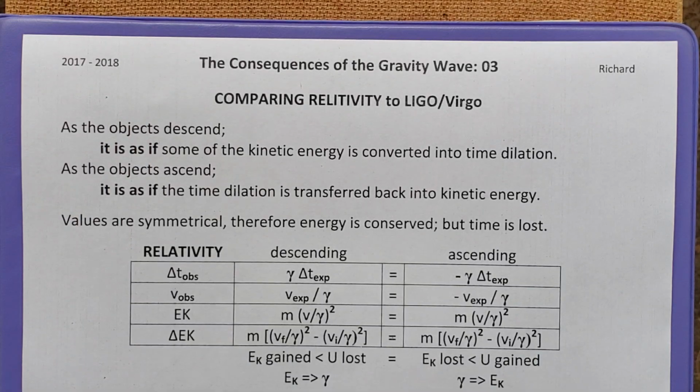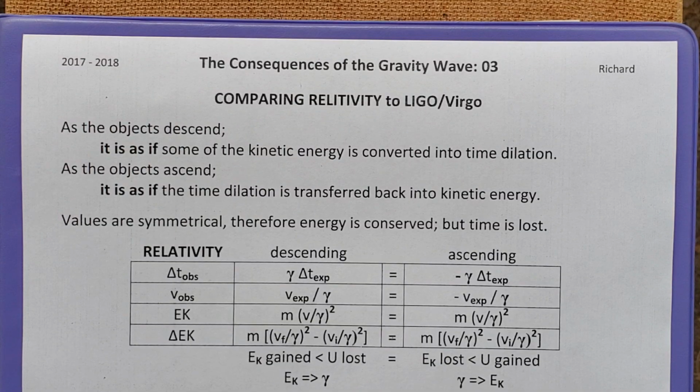To emphasize this dual loss of kinetic energy, I have compared Einstein's relativity using the Lorentz formula with LIGO-Virgo's discovery of the velocity of gravity equal to the maximum speed of light. For Einstein's relativity, as the objects descend, the rate of acceleration increases. The rate of acceleration decreases as the velocity increases. It is as if some of the kinetic energy is converted into time dilation.